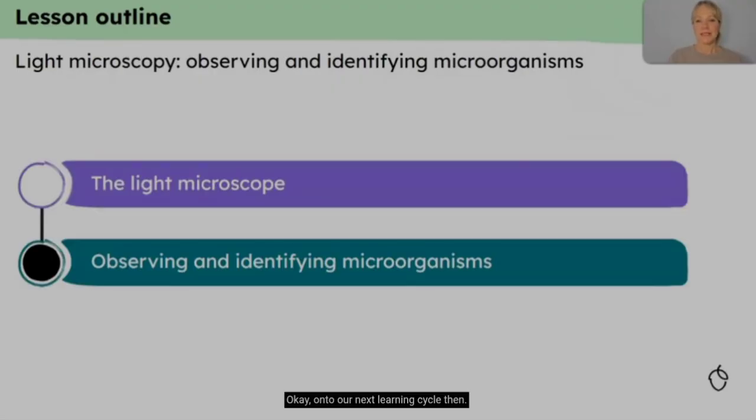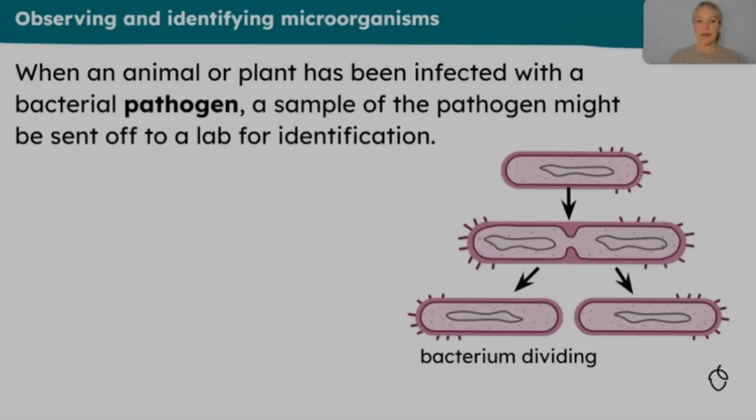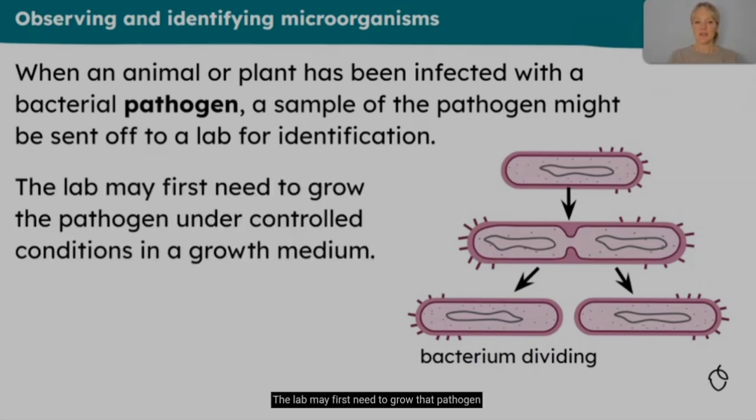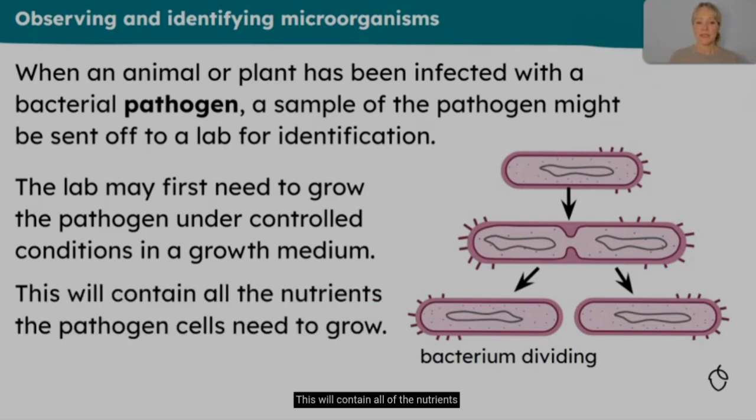Okay, on to our next learning cycle, observing and identifying microorganisms. When an animal or plant has been infected with a bacterial pathogen, a sample of the pathogen might be sent off to a lab for identification. The lab may first need to grow that pathogen under controlled conditions in a growth medium. We can see a bacterial cell there, and when they divide, they just split in two. The growth medium will contain all of the nutrients the pathogen cells need to grow. It is something like agar, or it could be a broth, and it contains everything the bacterial cell needs in order to grow.